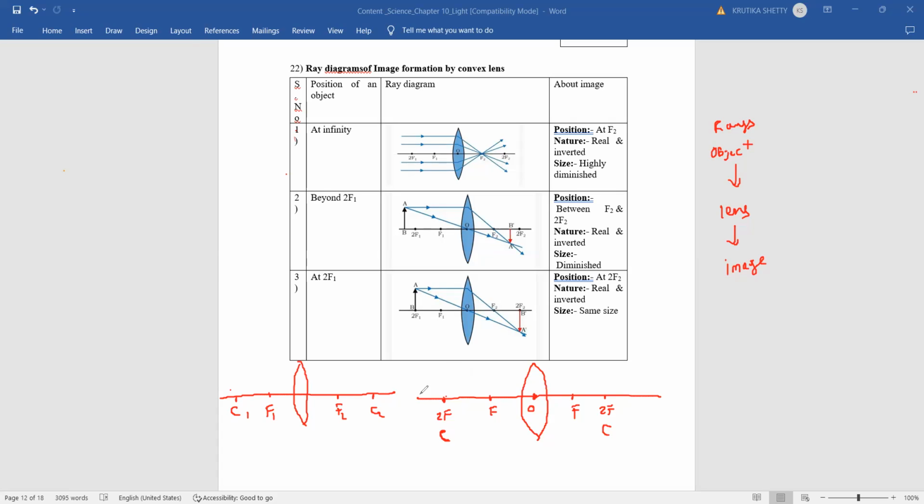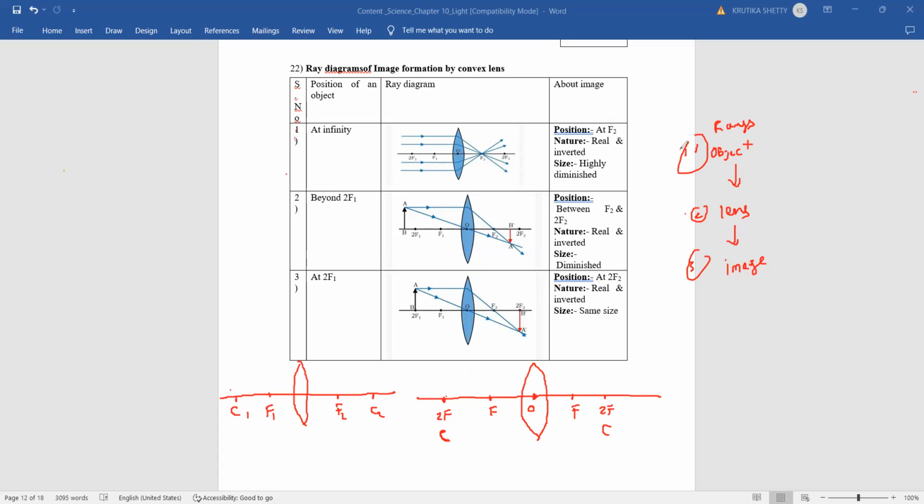Now pay attention here. Four positions are there. To understand the ray diagram, I told you there is the object first, second we have the lens, and third it is the image.